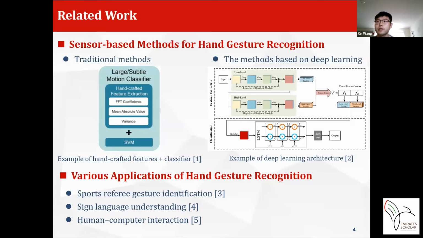The second category is the methods based on deep learning. They have become the mainstream in hand gesture recognition. Different deep learning architectures have been developed to achieve higher accuracy and also a faster response. These methods have various applications, such as identifying sports referee gestures, understanding sign language, and also being designed for human-computer interaction.